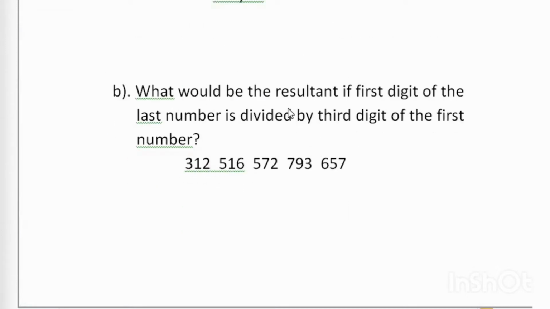Second question, what would be the resultant if the first digit of the last number is divided by the third digit of the first number? So which is the last number? Last number is 657 and the first digit of that number is 6, right? So what happens when 6 is divided by the third digit of the first number, which is 312, and the third digit of 312 is 2. So what is the answer when 6 is divided by 2? It is equal to 3. So 3 is the answer.